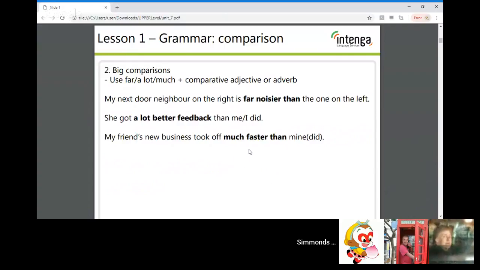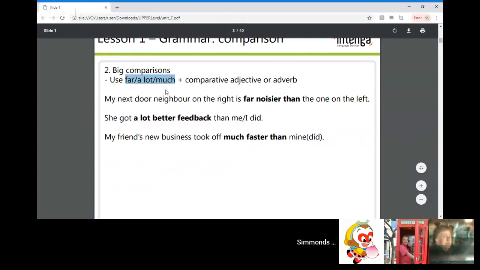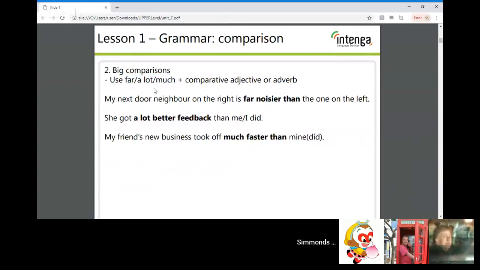So, again, more information here. We can use far, a lot, and much. These, I believe, are called quantifiers. Quantifiers add emphasis. So we have far, a lot, and much. Basically, they mean more than if we didn't use them, okay? So if I say far noisier than, another way I can say this would be a lot noisier than, okay? So you have two neighbors. One is really noisy and the other really isn't. Okay, that's the idea of this sentence.